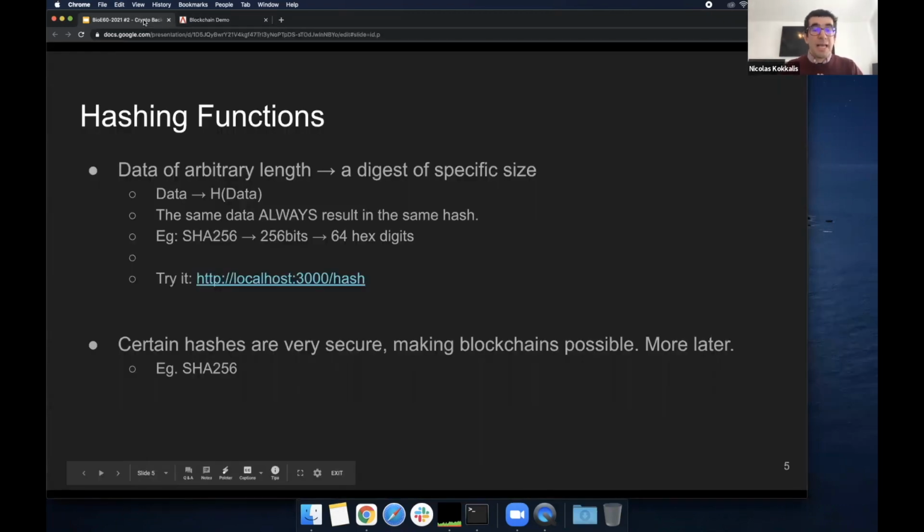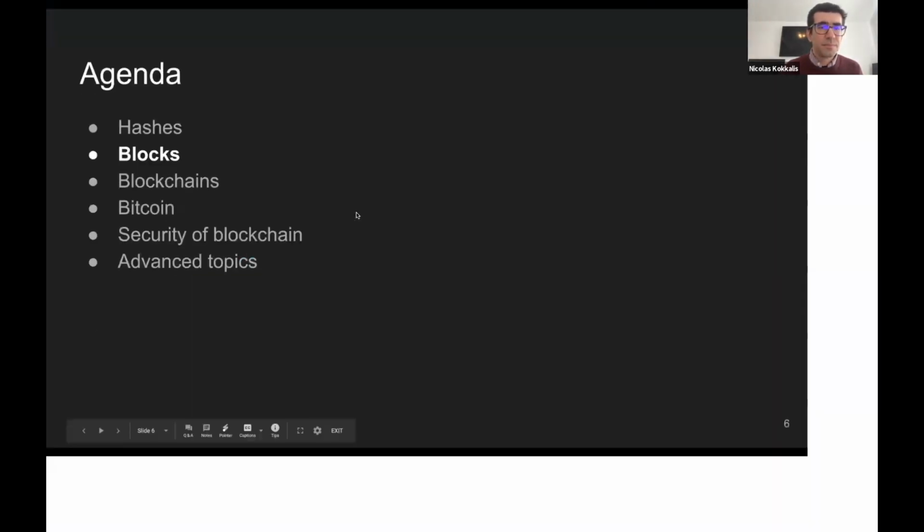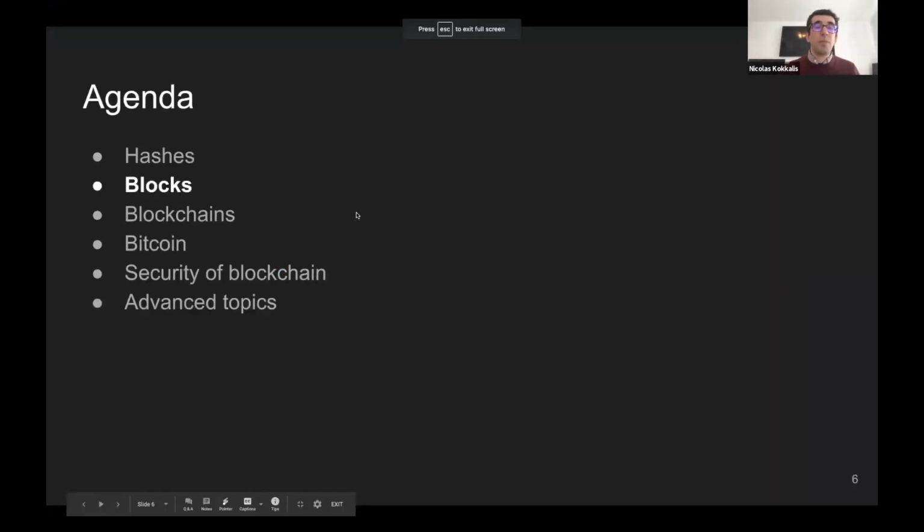Now there is the concept that certain hashes are very secure, and that would be the content of the next lecture, where I will explain to you why this is important and how secure they are. But this property is what makes blockchains essentially possible. But let's not jump to it just yet. Now, let's talk about blocks.